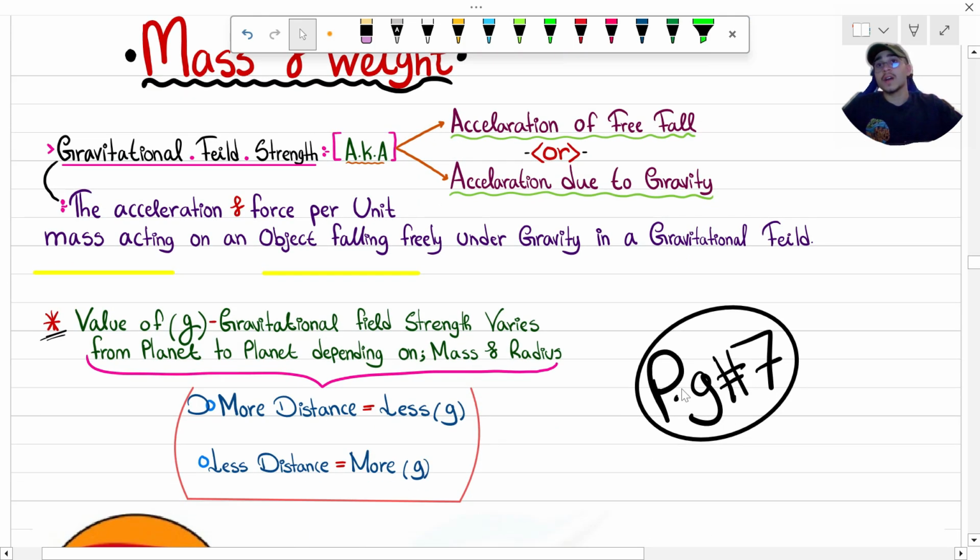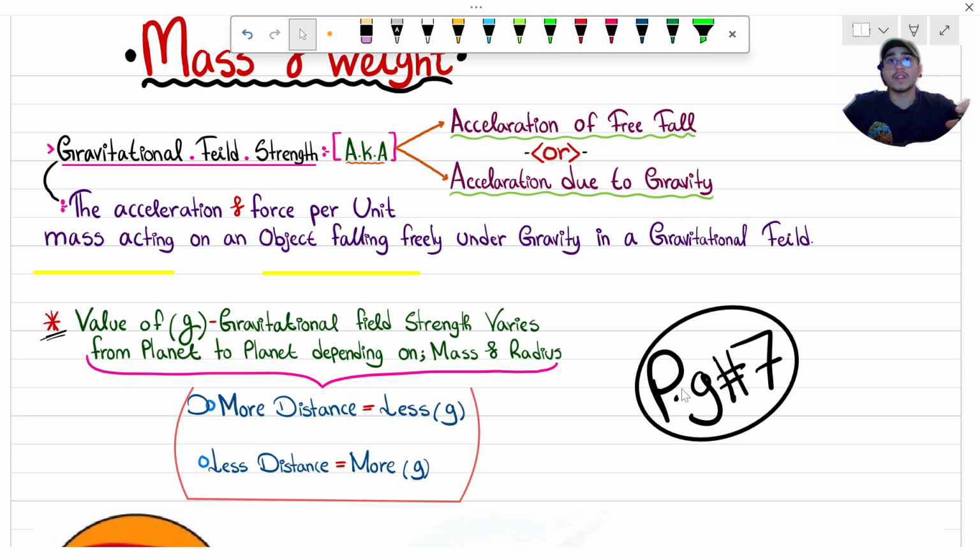Now, weight changes, depending on the planet and the gravitational attraction. But mass remains the same, because the amount of matter in you will remain the same. How much you're being pulled by your planet, that differs.